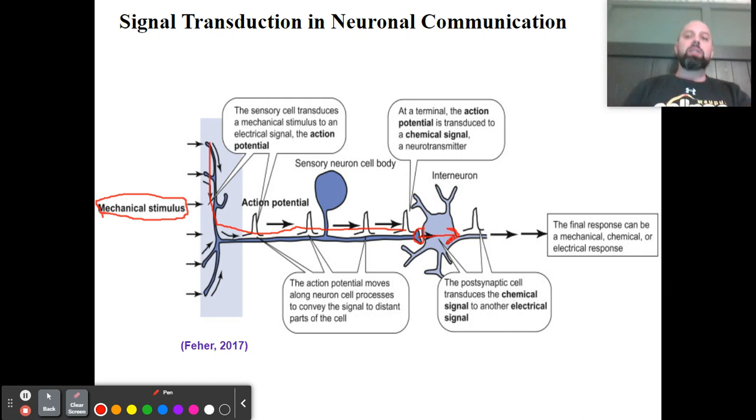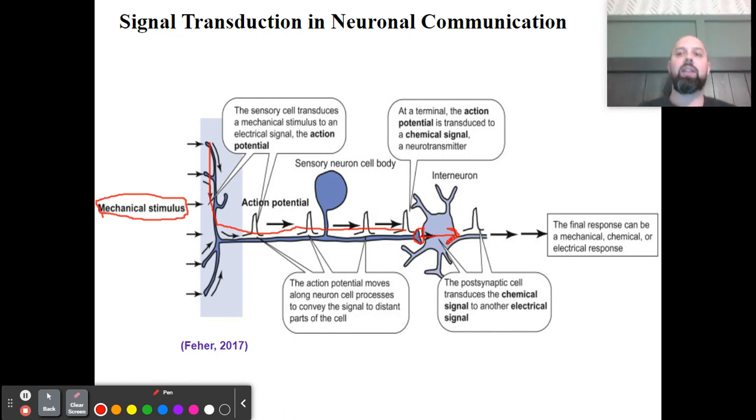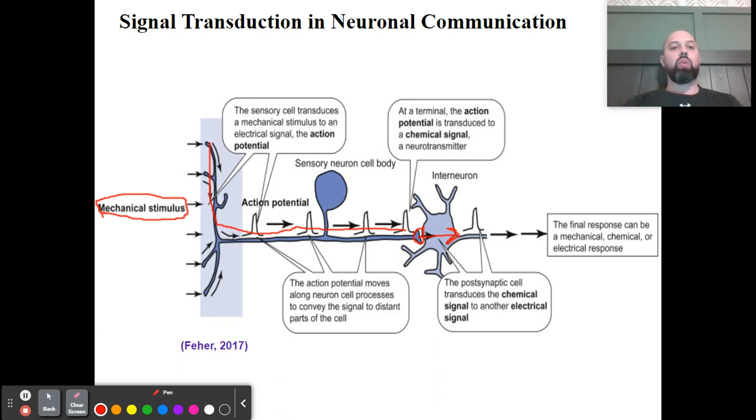So, again, ion channels are a huge part of neuronal communication. They are needed in action potential, they're needed in neurotransmitter connection between neurons, as well as they're needed in sensors for mechanical stimuli.